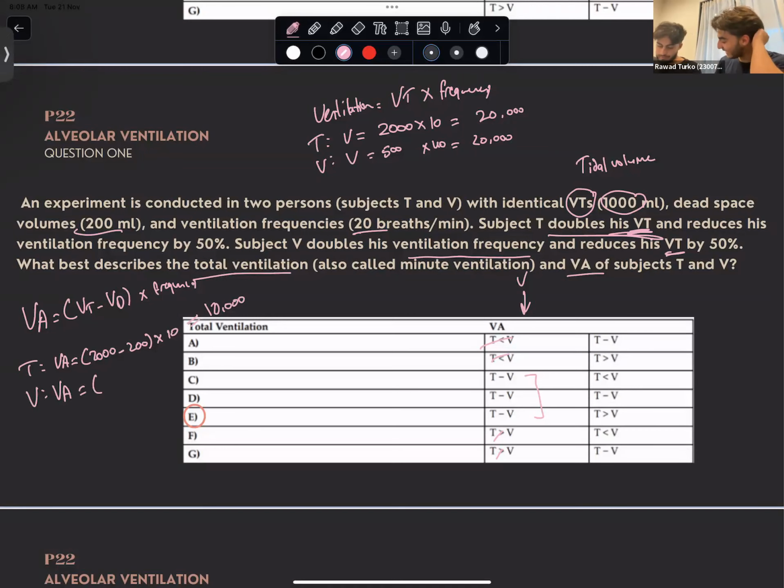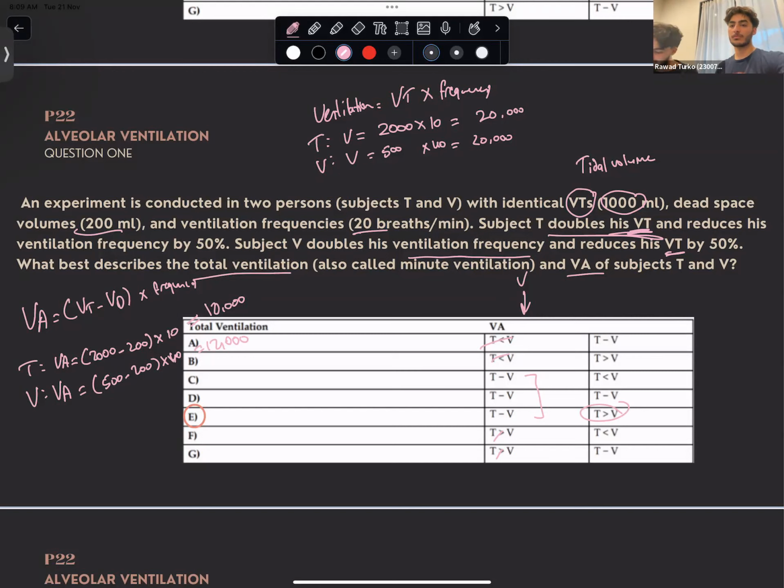For V we have 500 minus 200 times 40, right? Because the frequency is doubled. So 300 times 40 is 12,000. Okay, so here we have T is higher than V, and that's why E is the answer.